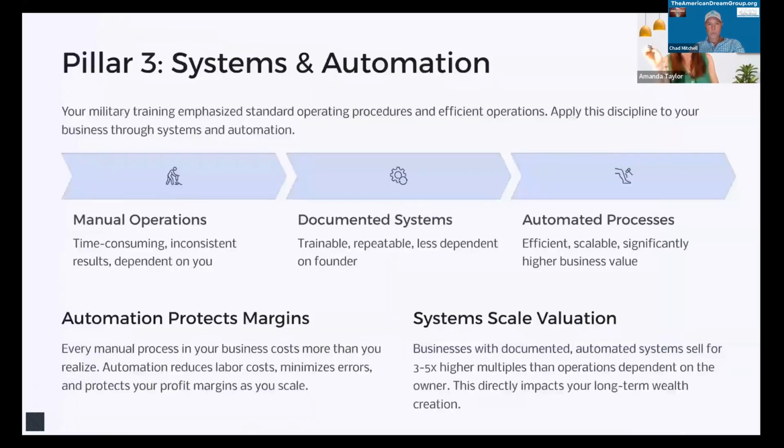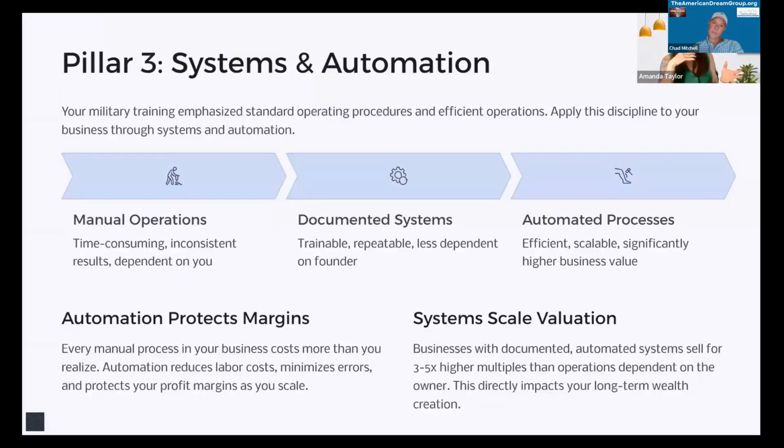All right, pillar number 3. This one's my personal favorite, systems and automation. I am a whiteboard kind of girl. Standard operating procedures create efficient operations. And when we can apply that discipline to our business through systems and automations, we can scale so much more efficiently. So if you're performing everything manually, and most businesses are, you are eating up your time, you've got inconsistent results, and everything again is dependent on you.